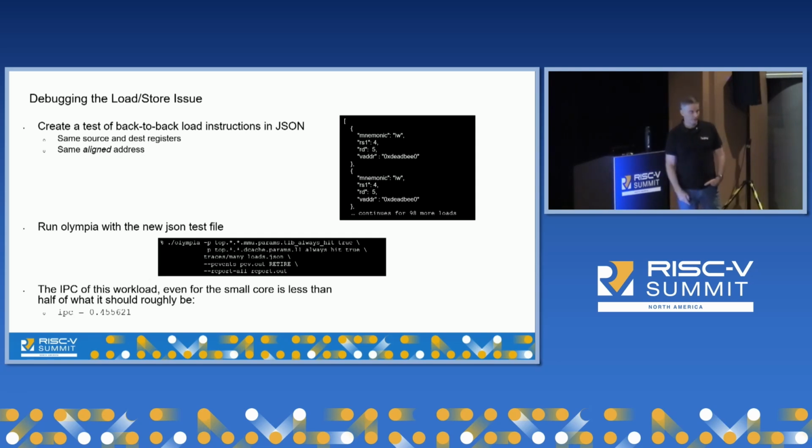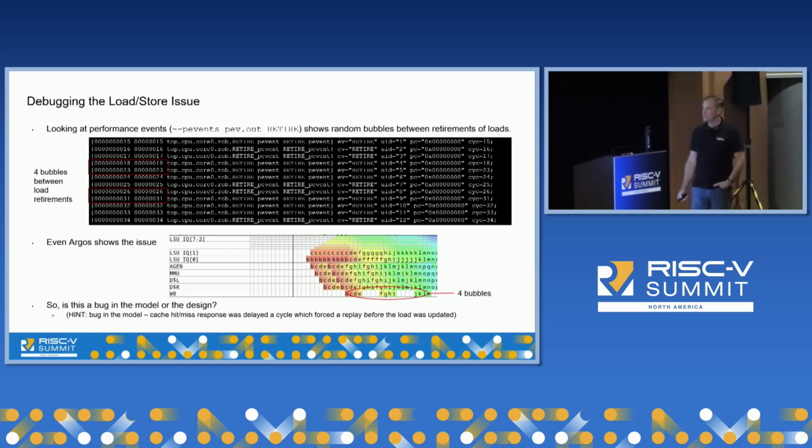So now you have to start taking apart the load store unit. Remember I gave that P events option where you simply look at the performance events for retire. I see that there are random bubbles between the retirements of loads. I've got loads retiring at 15, 16, 17, 18, and then all of a sudden we have 4 cycles of doing nothing. And then 23, 24, 25, 26, 4 cycles of doing nothing. So obviously we have a bubble going on. If I bring this up in the pipe view Argos, you can see, there they are. There are the 4 holes.